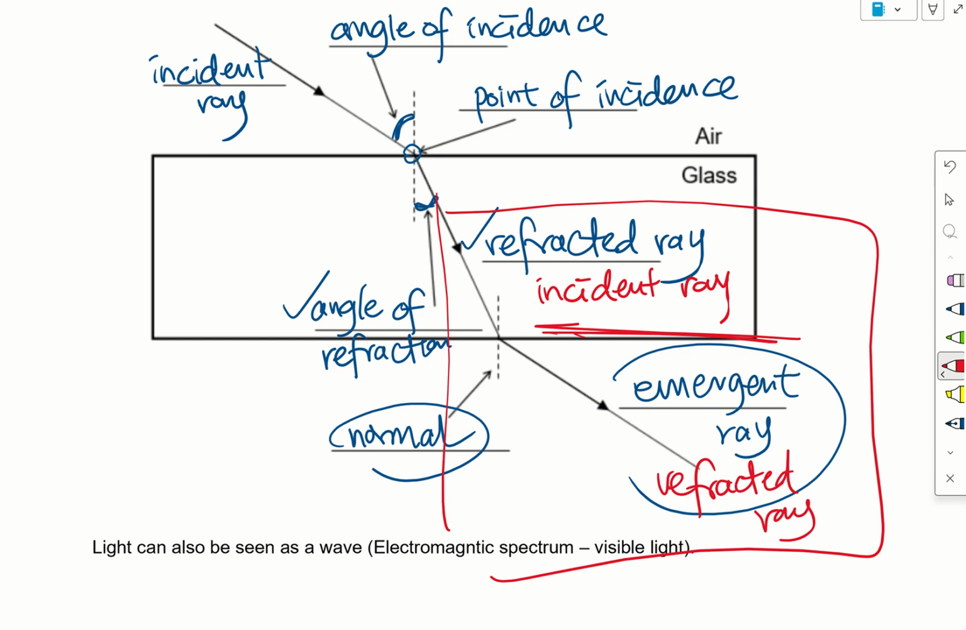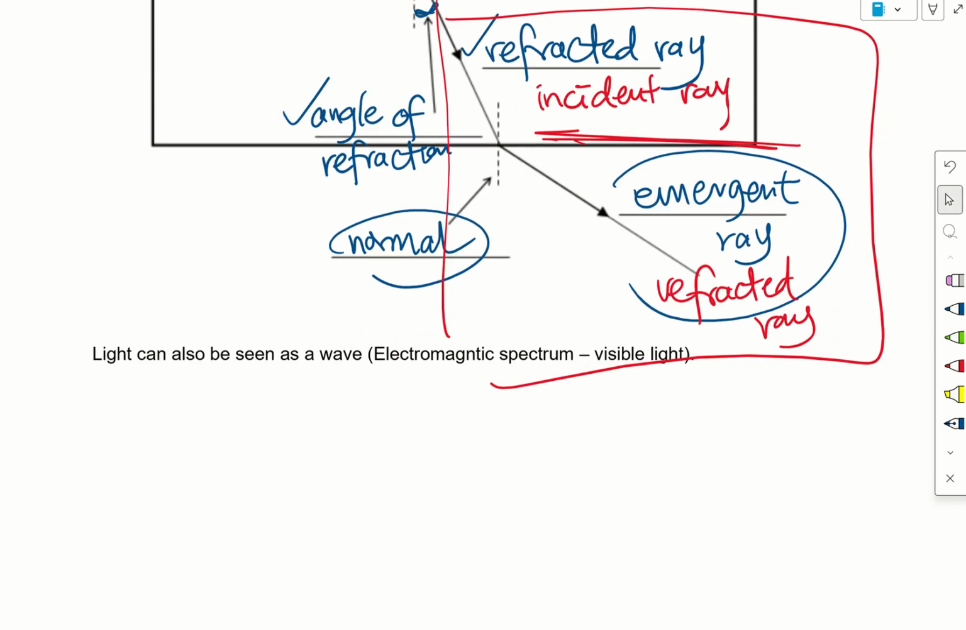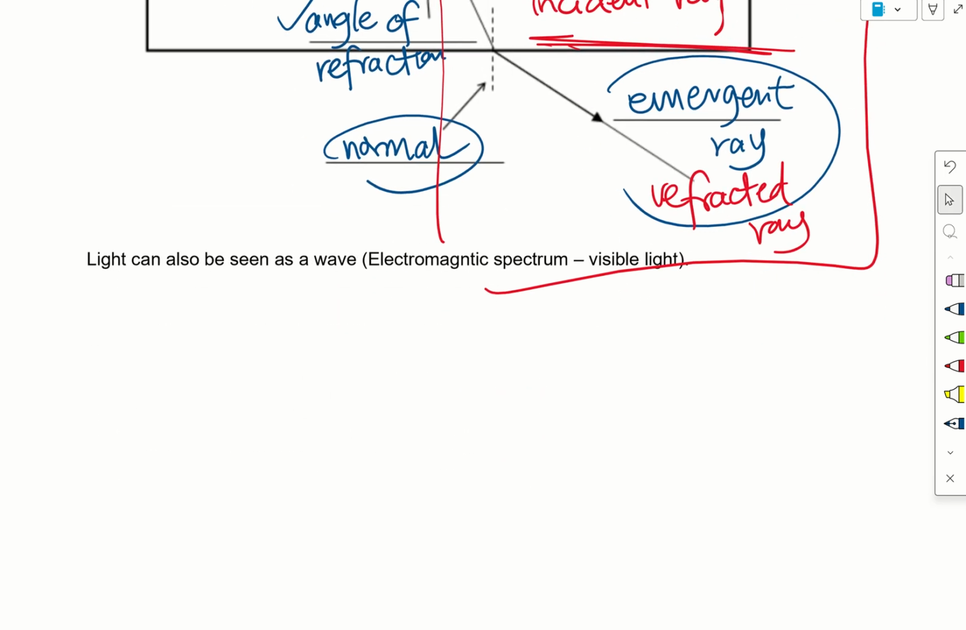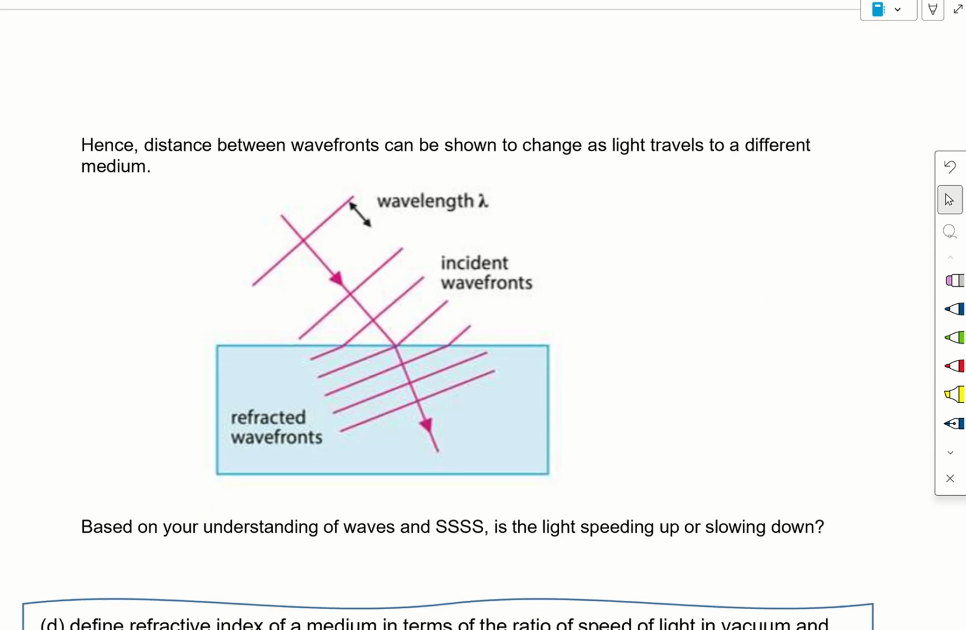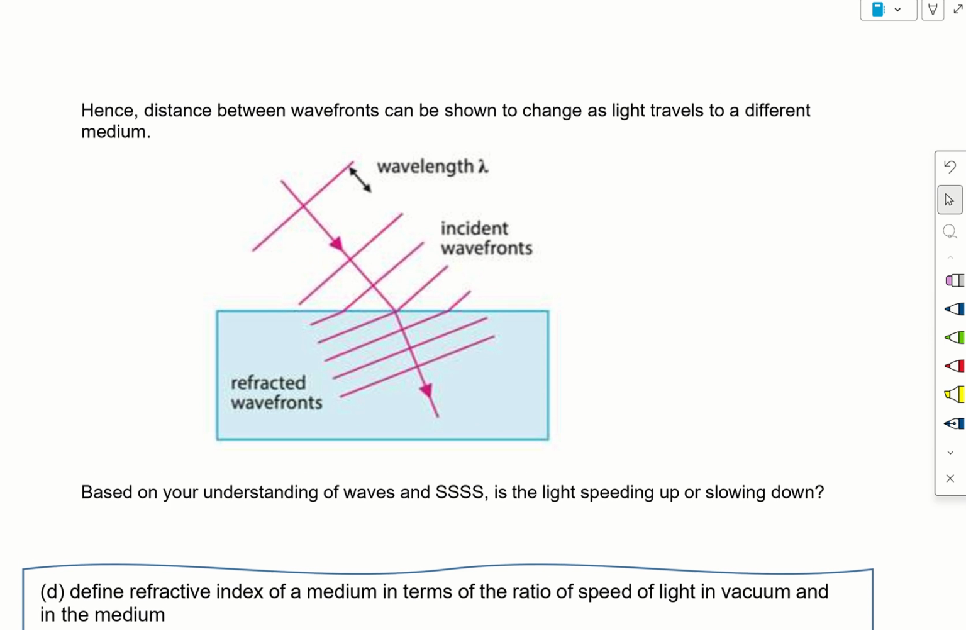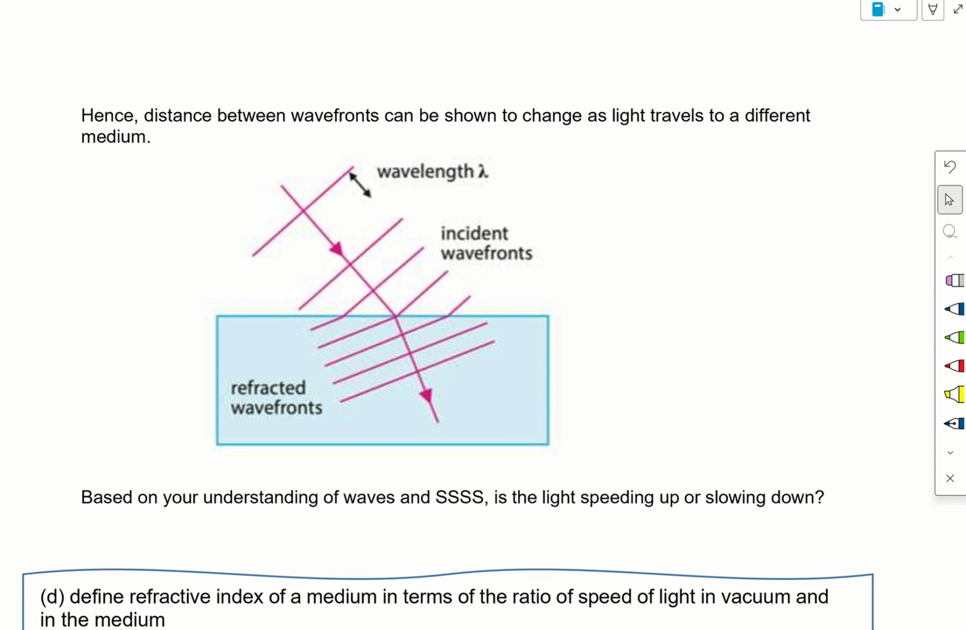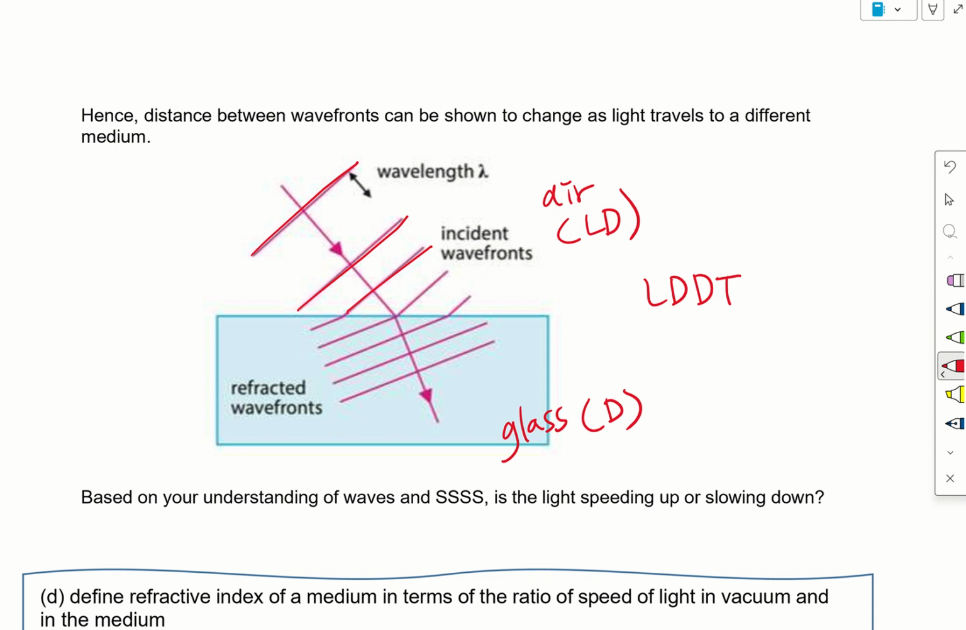Okay, light can also be seen as a wave, right? We have learned that in the EM spectrum, visible light. So the distance between wavefronts can be shown to change as light travels to a different medium. So all these lines are your wavefronts. Okay, so what happens when it enters from a less dense medium? Let's say this is air and this is glass, right? We learned that air is less dense, glass is denser. So LDDT, right, it should bend towards the normal.